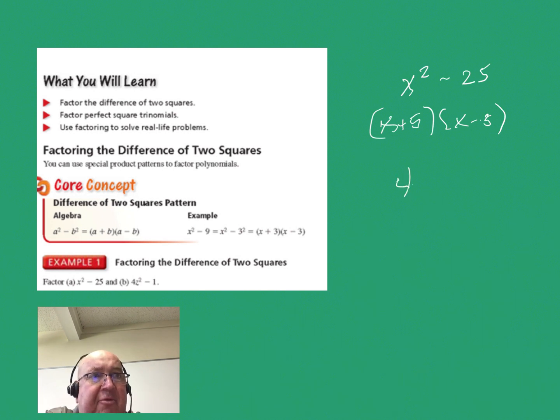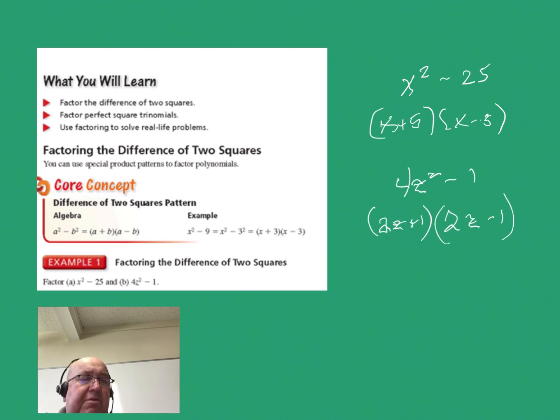Second problem, 4z squared minus 1. Square root of 4 is 2, so we have 2z plus 1 and 2z minus 1. And it's just recognizing the pattern and knowing that it's easy to undo.